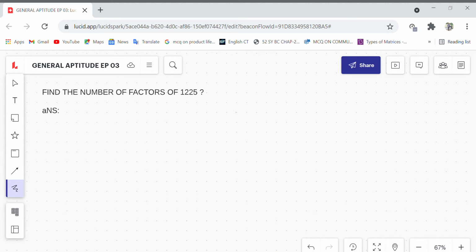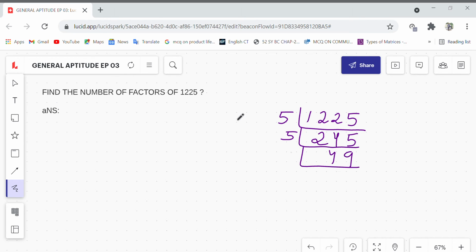So 1225. It is divisible by 5 only. 5 twos are 10, 22, 4, 25, 5. Then 5 fours are 45, 9. Then 7 sevens are 49, 7 ones are 7. Find the number of factors.